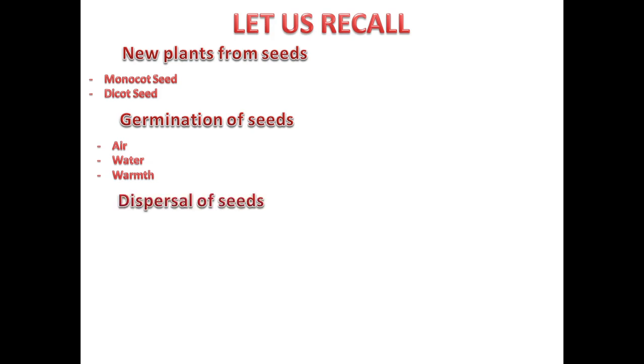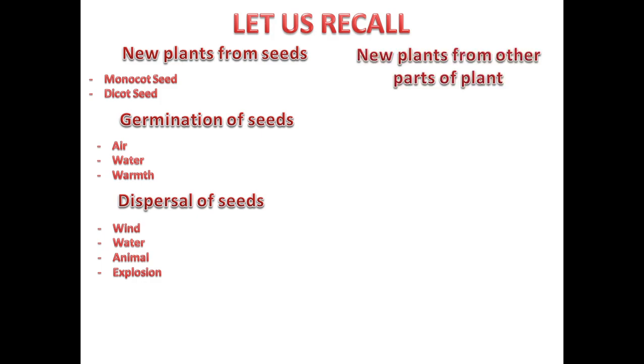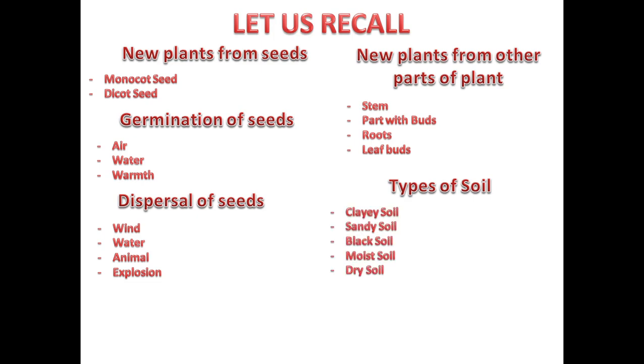Third is about agents of dispersal of seeds. They are wind, water, animal and explosion. Fourth was how do we get new plants from other parts of plant like stem, part with buds, roots, leaf buds. We have also learnt about types of soil, that is clayey soil, sandy soil, black soil, moist soil, dry soil.